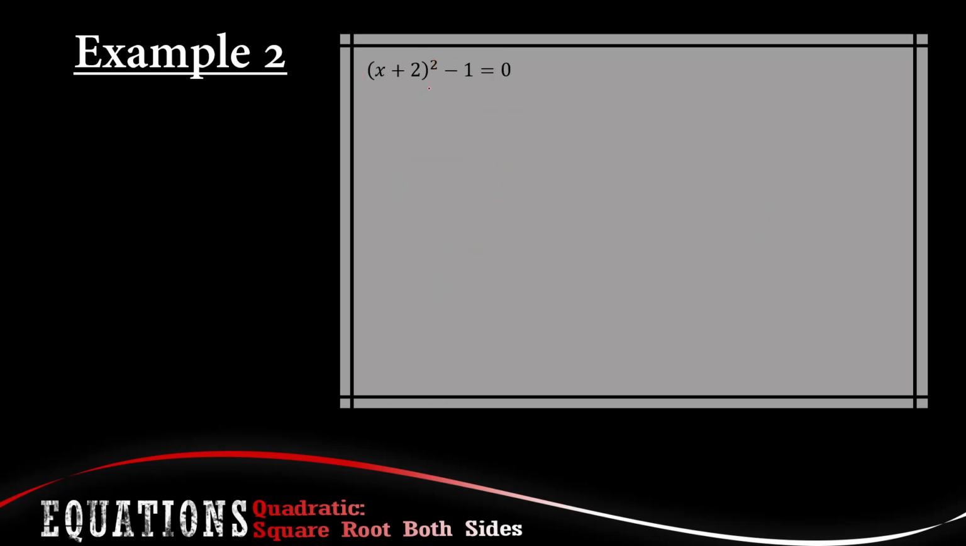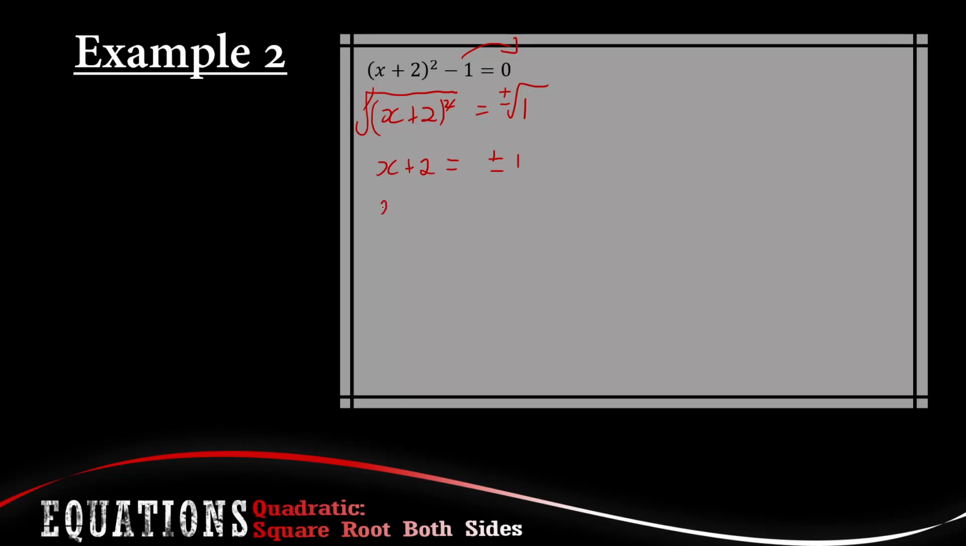Then for example 2, now we have this constant on this side as well, so I'm just going to start off by taking that over first. Then I'm left with x plus 2 squared equals 1, and once again we can take the square root, and this is plus or minus, these will cancel, so x plus 2 is equal to plus or minus 1.